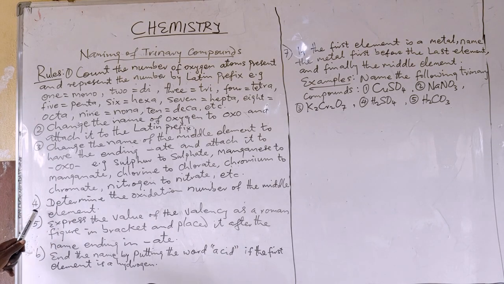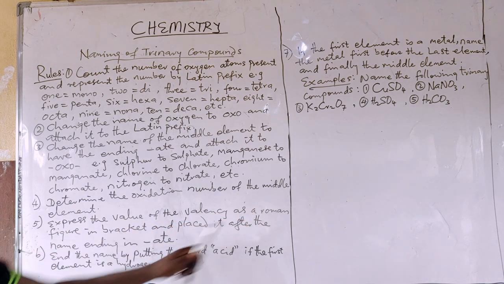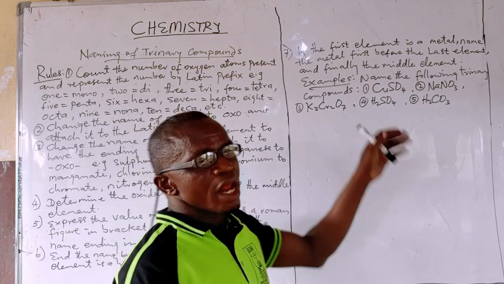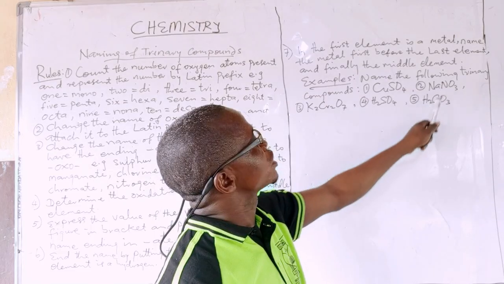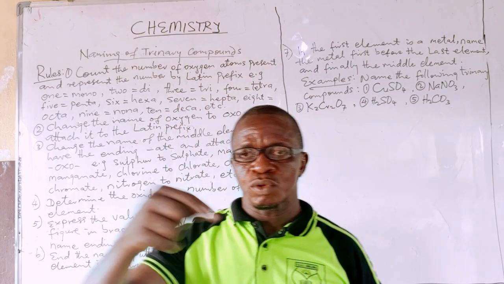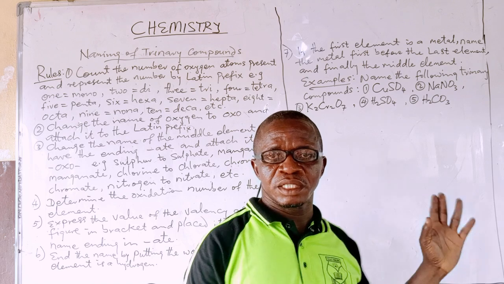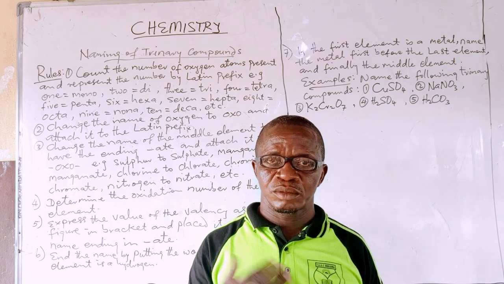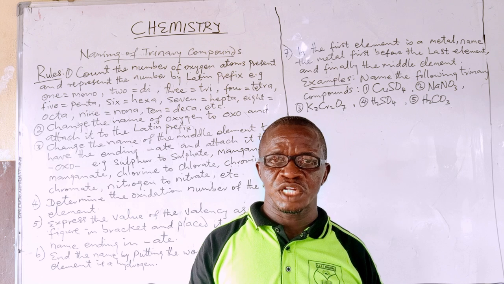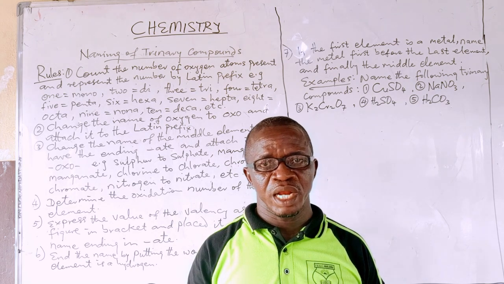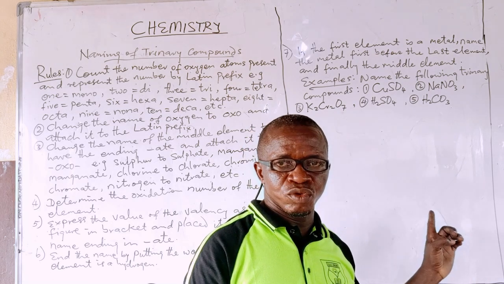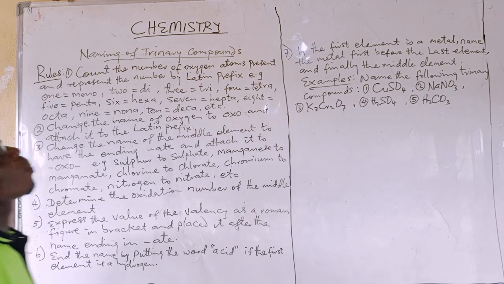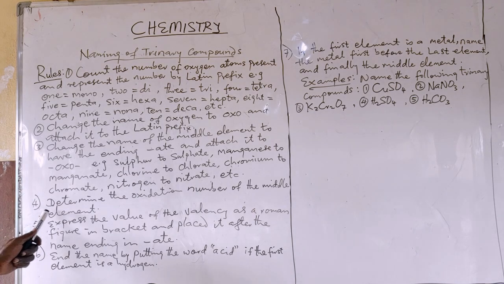Okay, move on to rule number 4. Determine the oxidation number of the middle element. In trinary compounds, all the middle elements you are seeing here have more than one oxidation state. So you have to calculate it and know the one that is being used. You know that I taught you this calculation of oxidation number in one of my previous classes. So go there and watch how to do the calculation so that you'll be able to make use of it here. Okay, that was rule number 4.